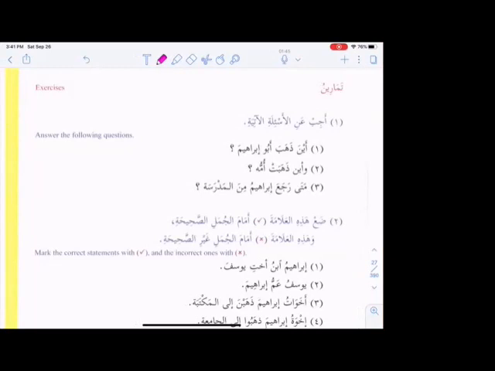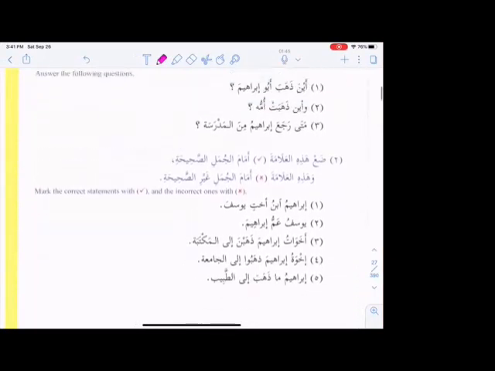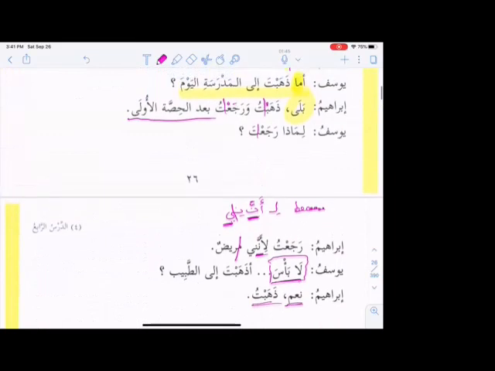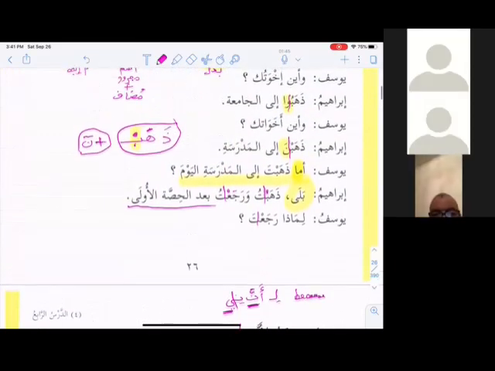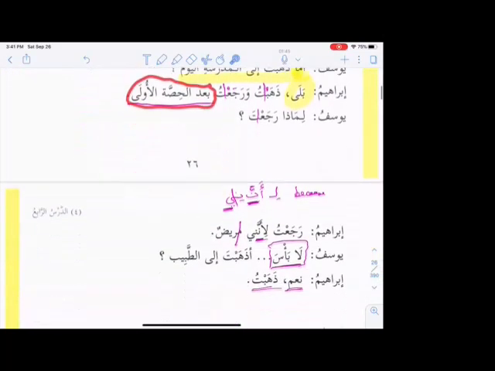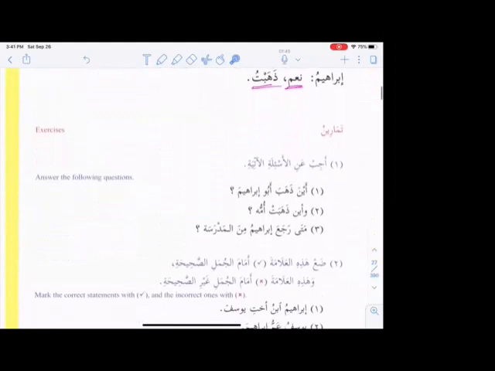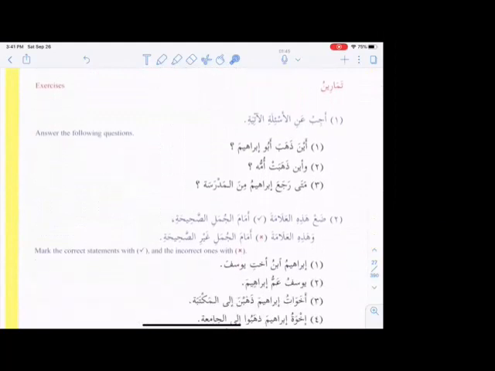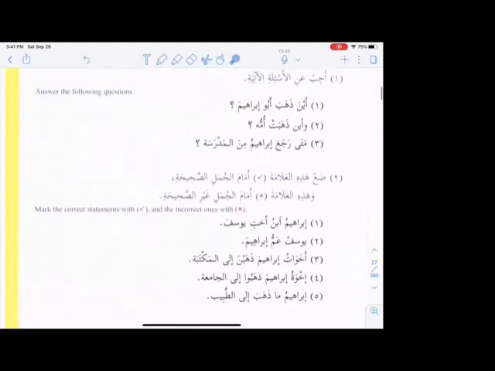Raja'a, you can only say raja'a means he returned. Ba'da hissatil ula. You can say raja'a ba'da hissatil ula, after the first period. Fine. That's it. Now you have to do this.